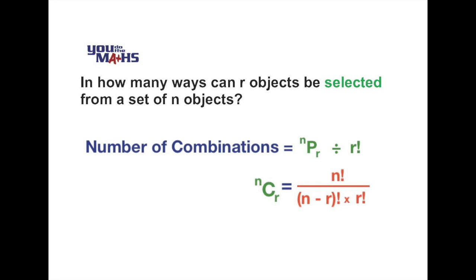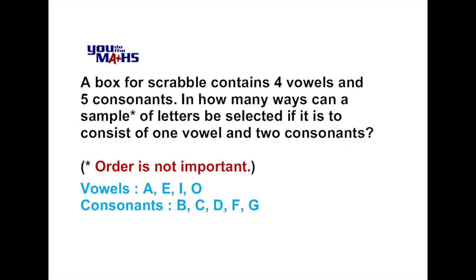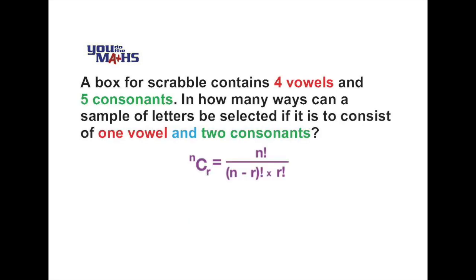Let's have a look at some further examples involving combinations or selection of objects. So in this first example, it's a Scrabble game where we've got a box containing 4 vowels and 5 consonants. And we want to work out how many ways we can select a group of letters if there is to be 1 vowel and 2 consonants. And the key word there is and. They've got to occur together, so we're going to perform a multiplication.